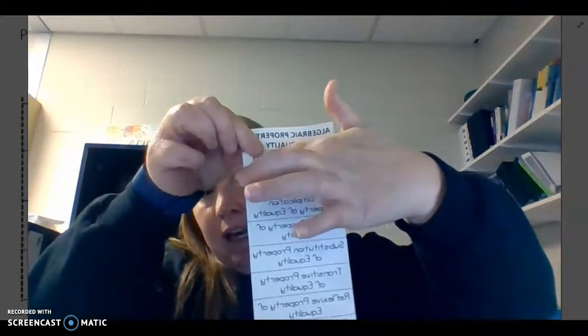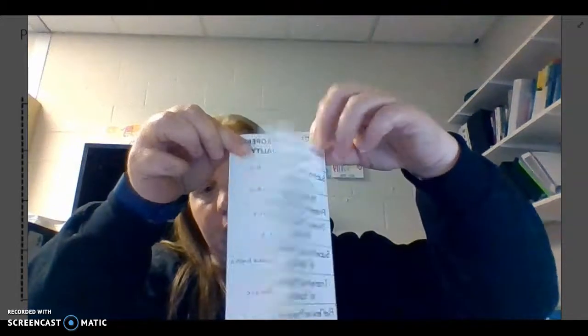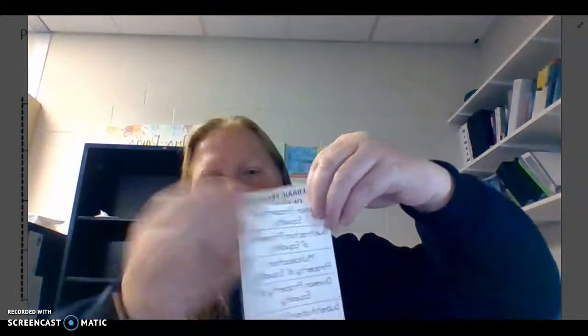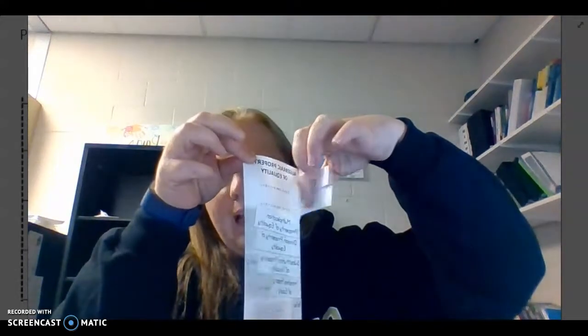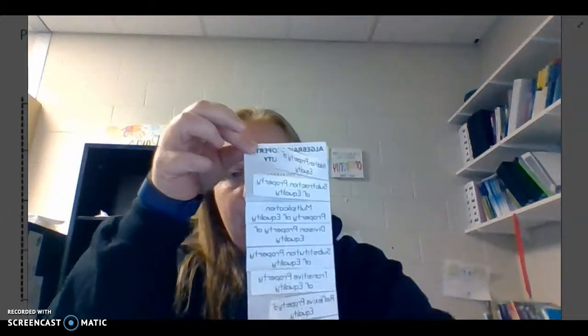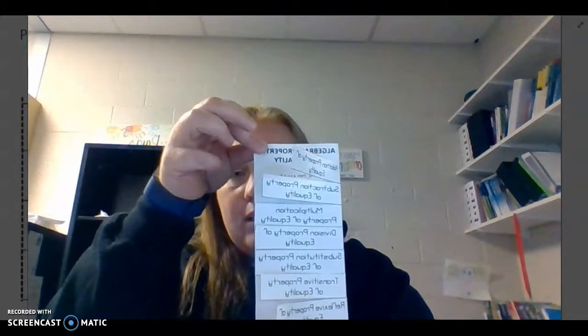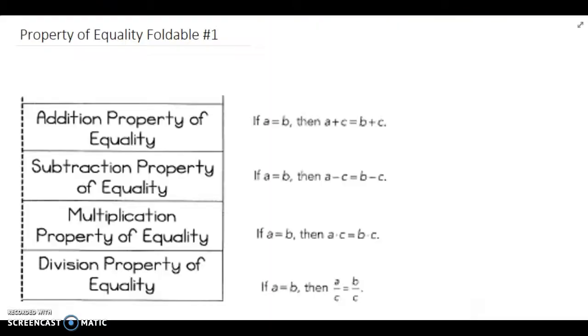Now you want to cut each one of these, make sure you kind of open it up, don't cut all the way through, but you want to cut each one of these lines so that you can open it as a flap to see what's underneath it. So once you're done cutting and folding, you should have something like this where you can open each flap and see what's underneath it. Now, let's start writing or looking at what goes inside and how everything goes together.